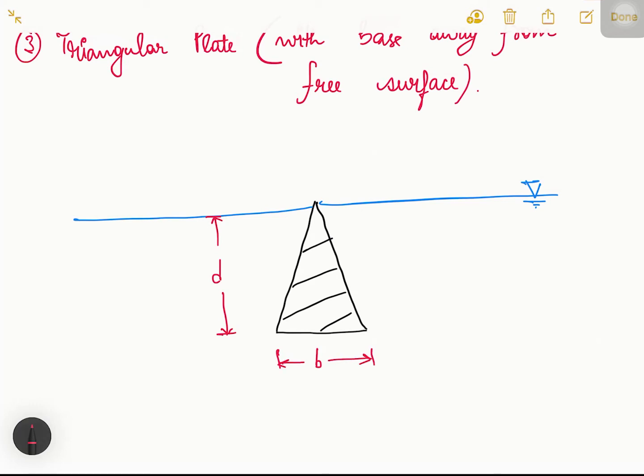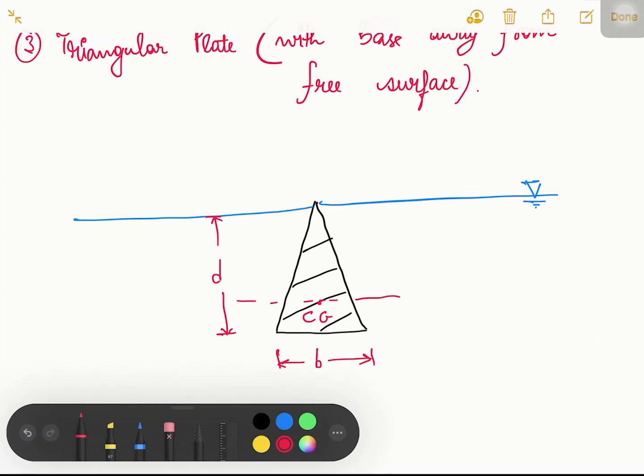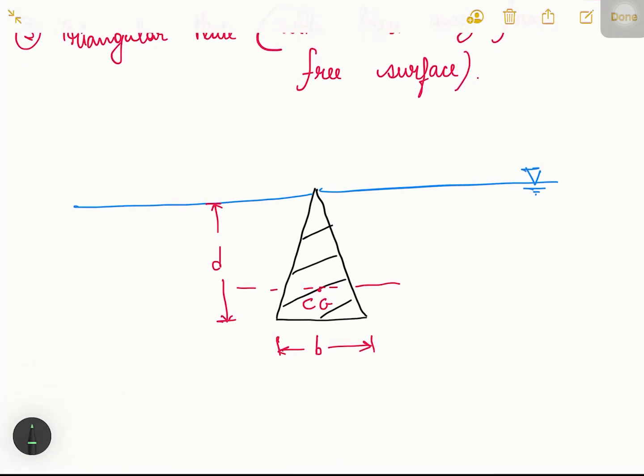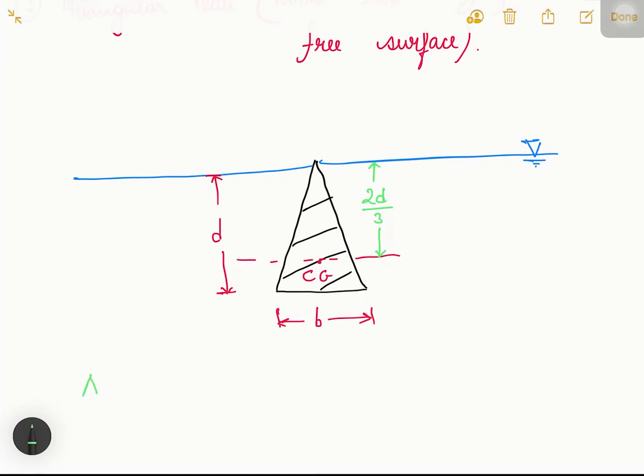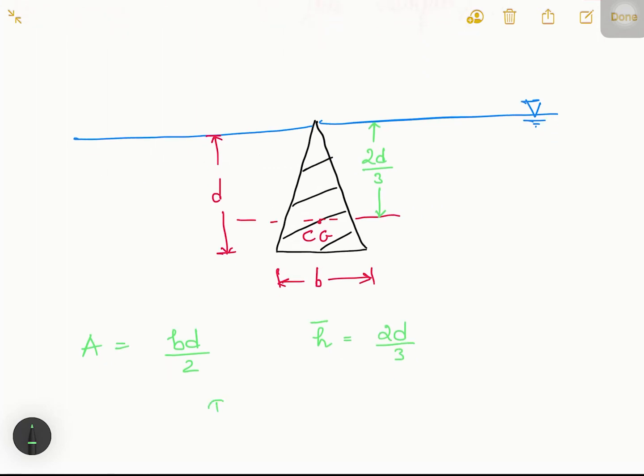Okay, and your CG will be somewhere here. Now this CG, this time again similarly we have to calculate it from the free surface. So your CG turns out to be 2D by 3. The H bar turns out to be 2D by 3. So let us quickly write down the various values. A is again the same, BD by 2. H bar is 2D by 3, and your value of ICG is BD cube by 36.